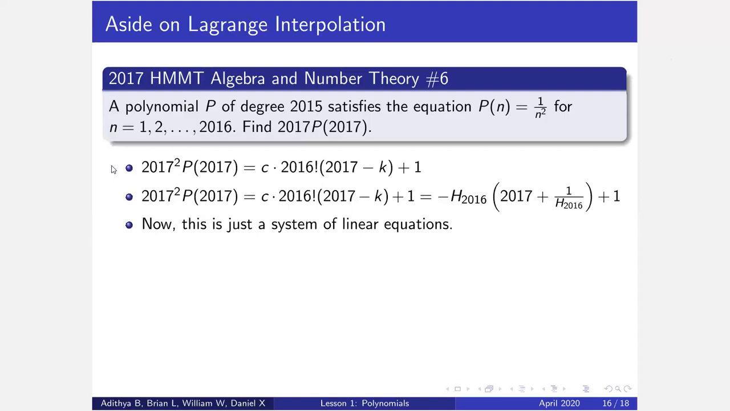Now, if we solve these two linear equations, well, they're not linear. We solve the second equation first because we know that C isn't 0. The second equation implies that K is equal to -1 over H. We plug this value of K back into the first equation, and then we get that C is equal to -H over 2016 factorial.